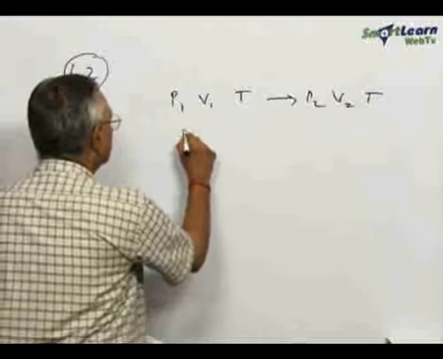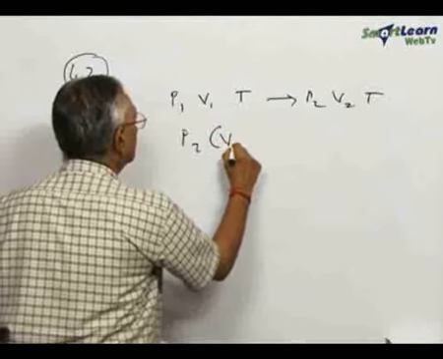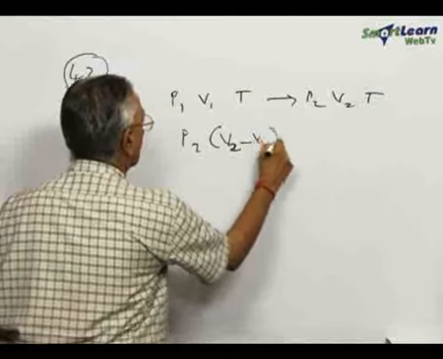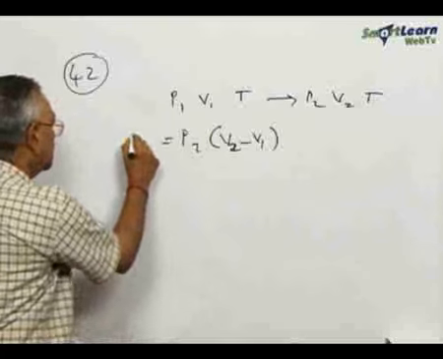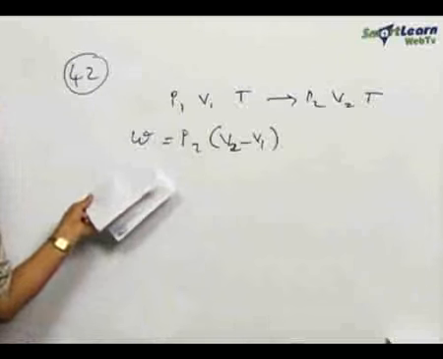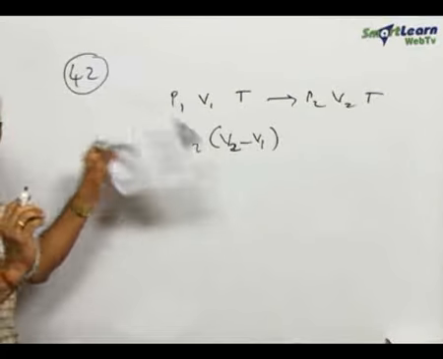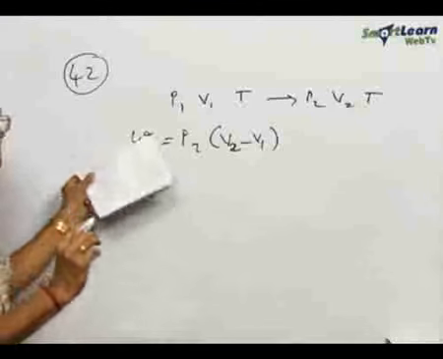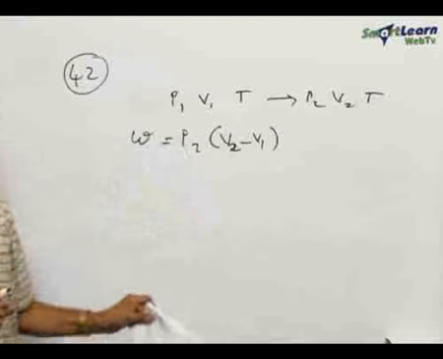It expands against a constant pressure, P2 into V2 minus V1. This is actually W, the work done. Either the work done is on the gas or the work done is by the gas. So, this is actually the expansion process.